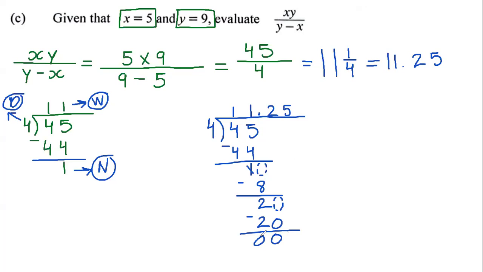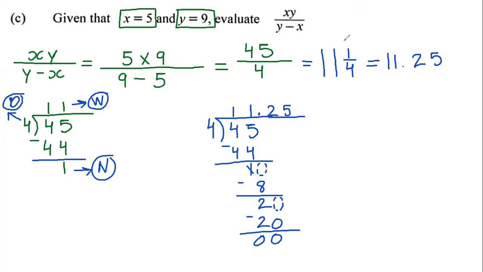If it was a percentage, I'd get 1,125%. But no, we do not want it as a percentage. All right. So we have 11 and 1 over 4 is equal to 11.25.